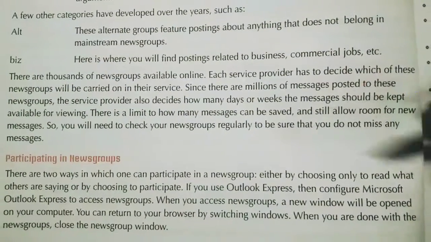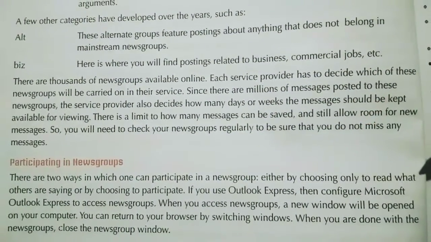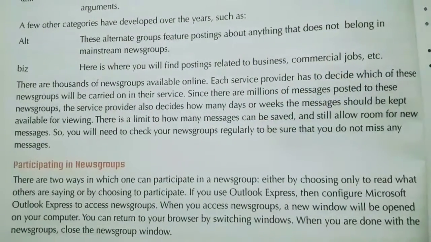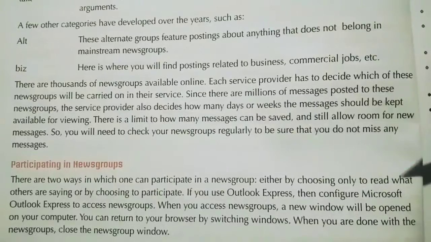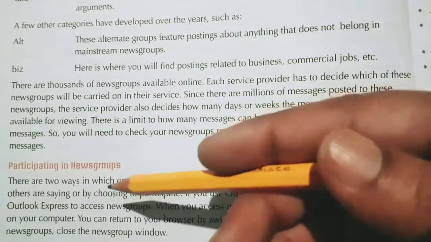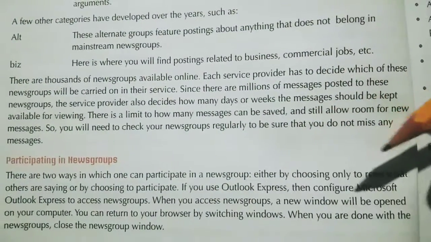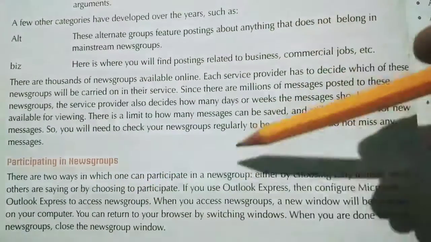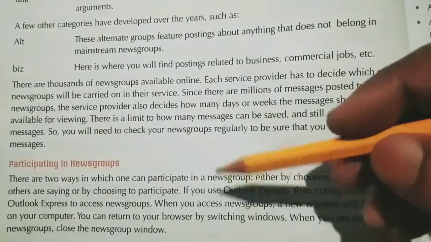Now, participating in a newsgroup. How to participate in a newsgroup? There are 2 ways in which you can participate in a newsgroup: either by choosing only to read what others are saying, or by choosing to participate. Participate means by replying. If you use Outlook Express, then configure Microsoft Outlook Express to access newsgroups. This is a program, Microsoft Outlook Express. Here you can access the newsgroup.